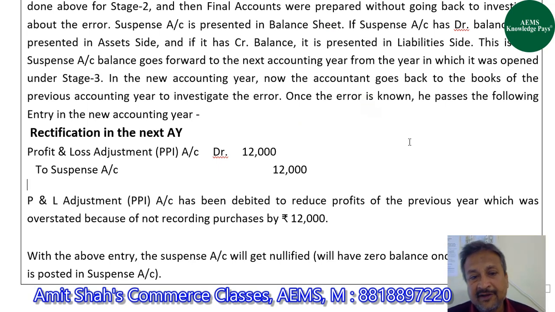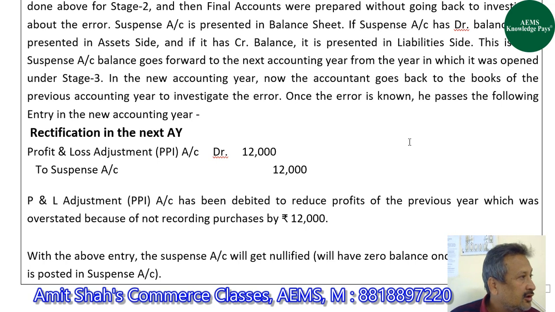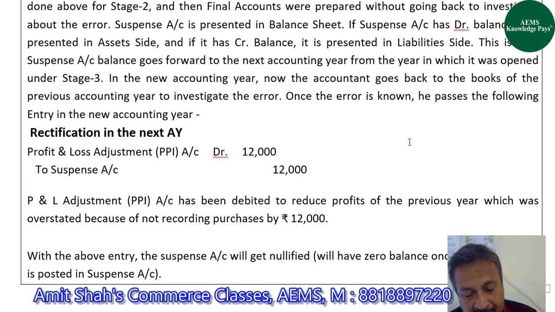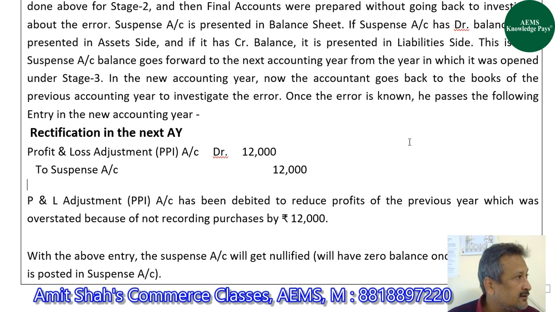With this, I believe you have got enough ideas how to rectify errors. We will see many more errors, do not worry about that. But I think you have understood to some extent how errors are rectified in the three stages. You also understood about suspense account, you also understood about P&L adjustment PPI account. Am I clear? So guys, that's it for today. We will continue this in our tomorrow's class.